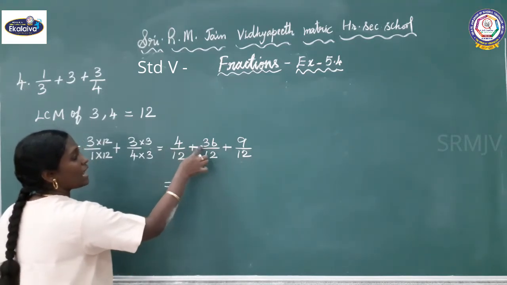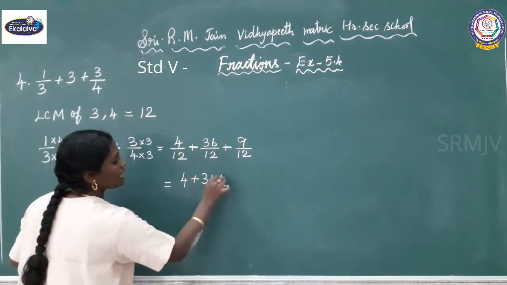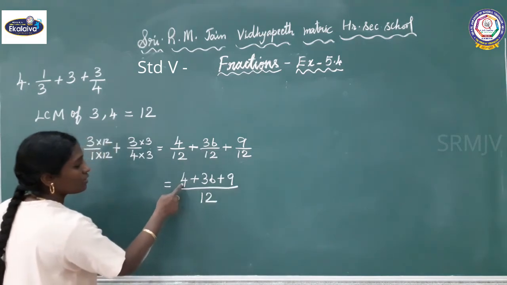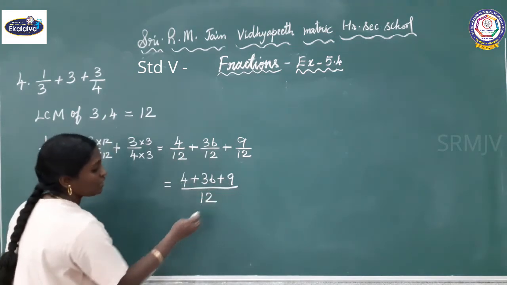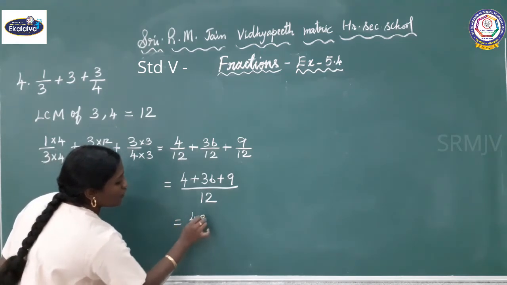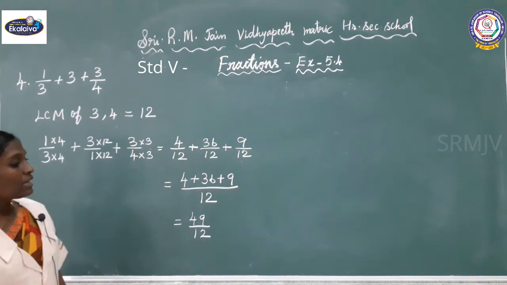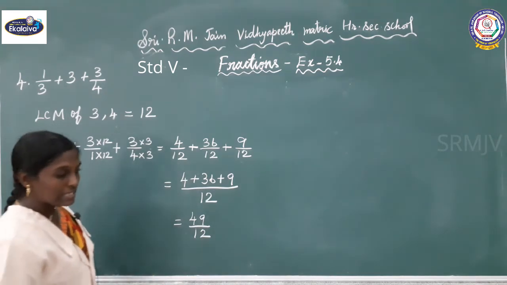Now we have to add the numerators. 4 plus 36 plus 9 divided by 12. Here 4 plus 36, that is 40. 40 plus 9, 49. 49 by 12. Now 49 by 12 is an improper fraction. So we have to convert it into a mixed number.